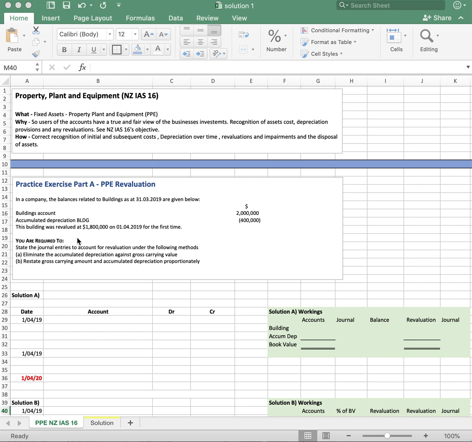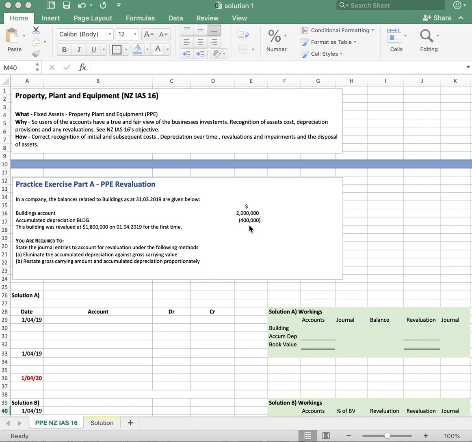Then you've had a valuation done, and the valuation comes in the day after the year end, so this is a new financial year. The notes don't say what the year end is for this company, but let's assume it's the 31st of March 2019. The actual valuation is less than what you paid for it, but more than the book value. So the building hasn't depreciated as much as you would have expected, which is a good thing.